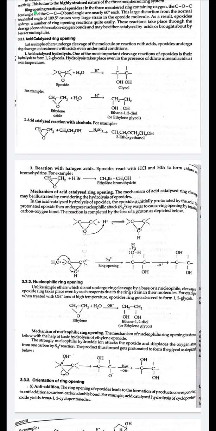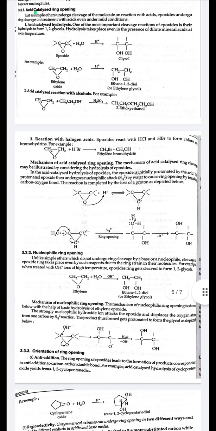First, acid catalyst hydrolysis. One of the most important cleavage reactions of epoxides is their hydrolysis to form 1,2-glycols. Hydrolysis takes place even in the presence of dilute mineral acids at room temperature. Epoxide plus water in the presence of H+ gives glycol. For example, ethylene oxide plus water in the presence of H+ gives ethane-1,2-diol.